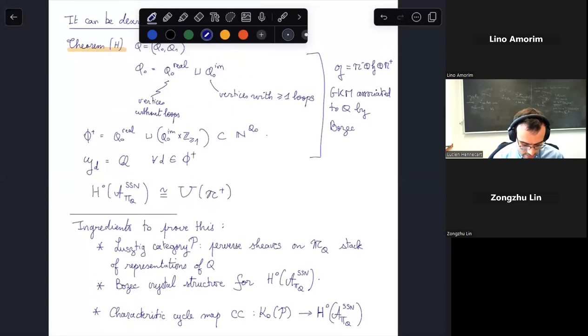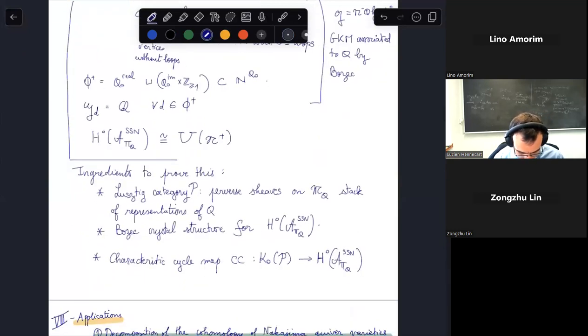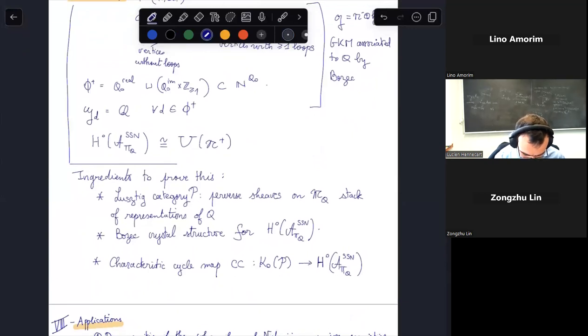So I have a proof of this theorem, using the following ingredients, which I'm not going to detail. Using Lusztig's category of perverse sheaves on the stack of representations of Q, the original quiver, using the crystal structure on this vector space studied by Bozec, and using the characteristic cycle map from the Grothendieck group of this category of Lusztig perverse sheaves to this vector space, which I briefly explained yesterday, was an algebra morphism.